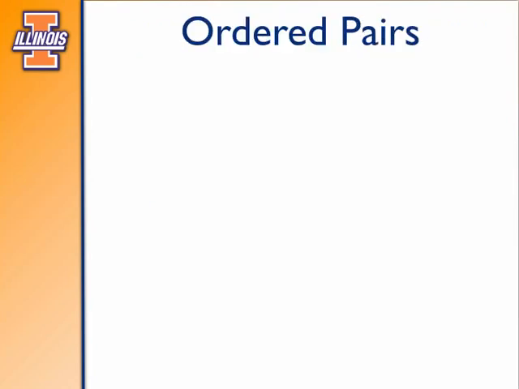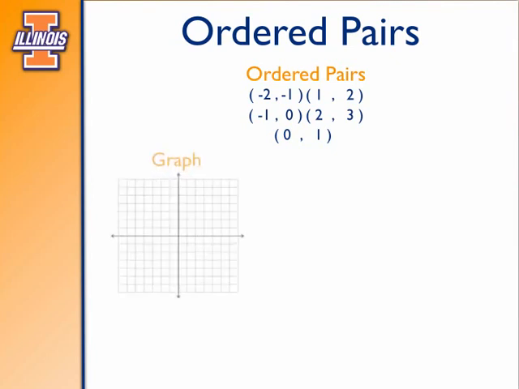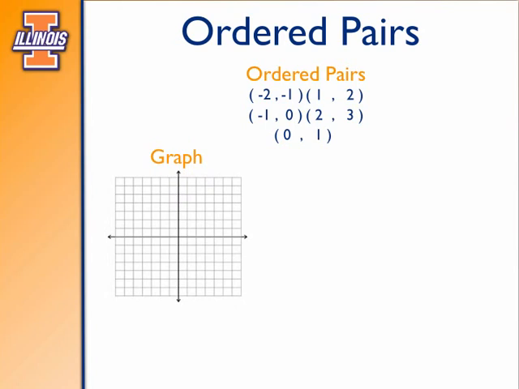Let's start off with ordered pairs. I have a list of ordered pairs, and from this list of ordered pairs I can either make a graph, a table, or a mapping diagram. Let's start off by making a graph. This is actually pretty easy because all it requires you to do is be able to graph points.